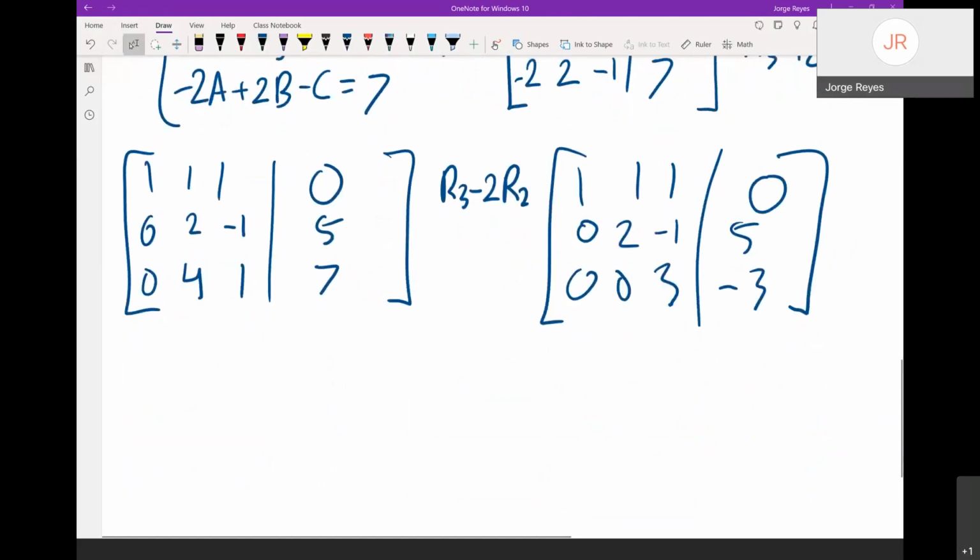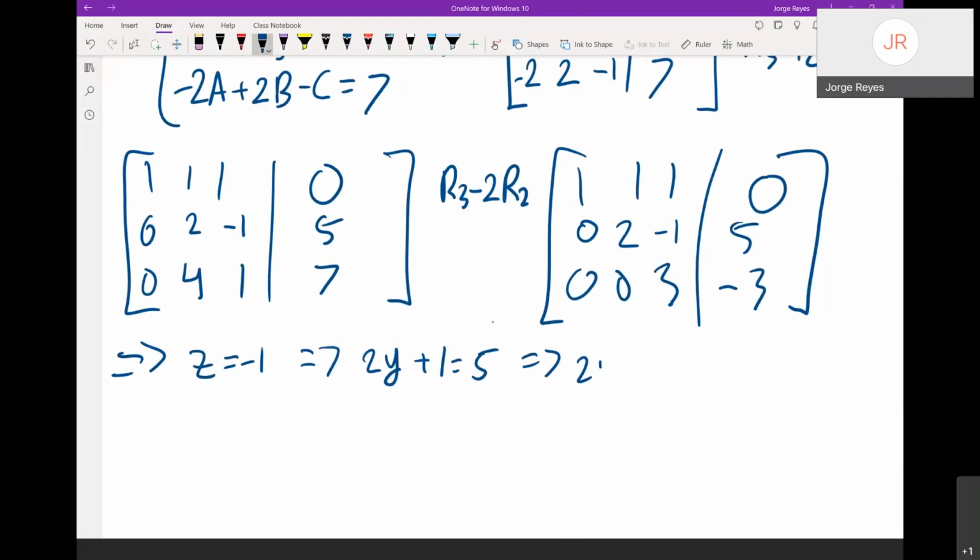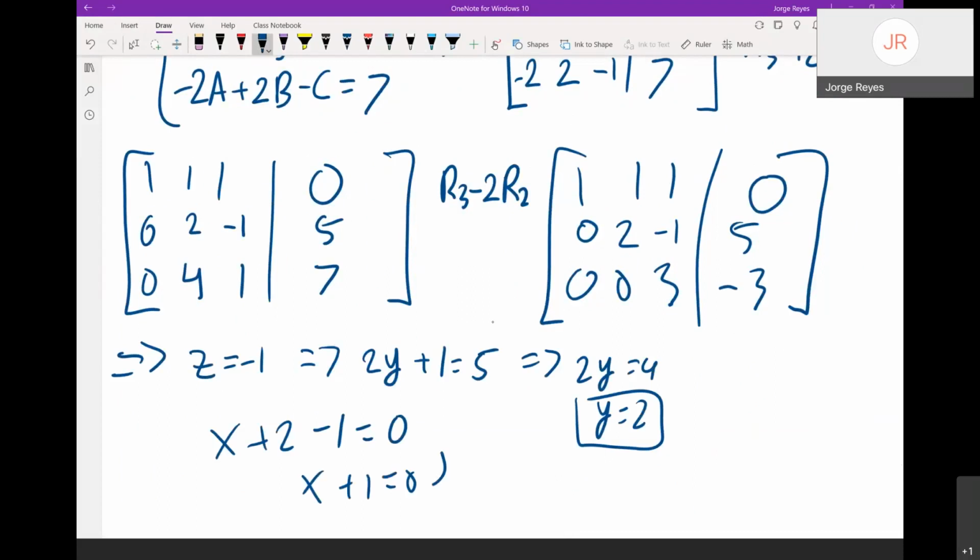And now I'm done. So now I can start back substituting. So z equals negative 1, which means 2y plus 1 equals 5. So 2y equals 4, so y equals 2. And then plug into the top one: x plus 2 minus 1 equals 0. x plus 1 equals 0. x equals -1.